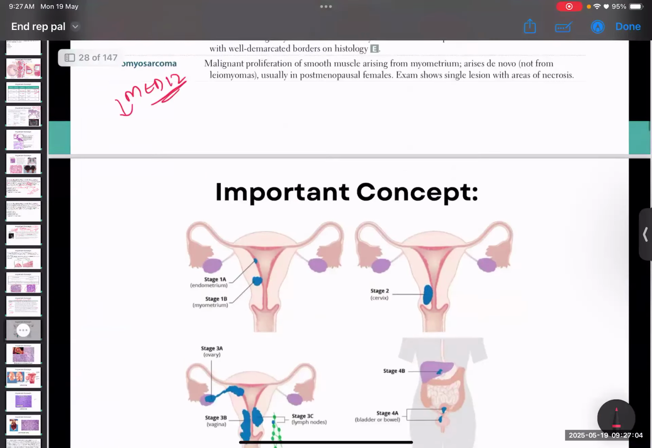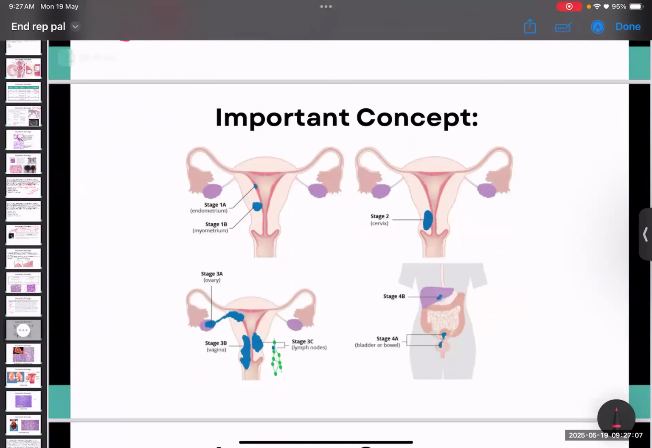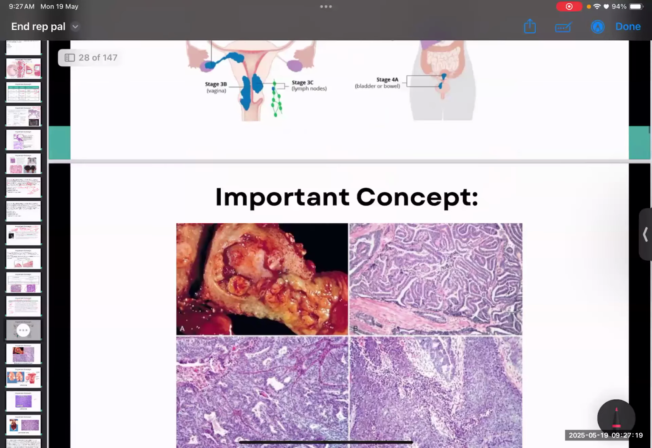And then this is the staging. I don't necessarily think they're going to ask you about staging. Just know that stage 1 usually involves the endometrium and the myometrium. Stage 2 goes to the cervix. Stage 3 goes to other pelvic organs, and stage 4 has distant organ metastases.